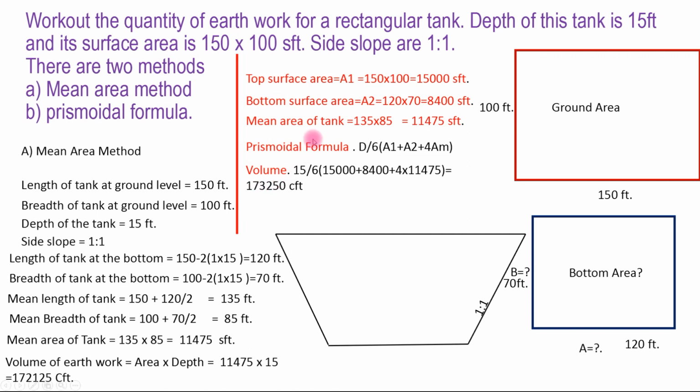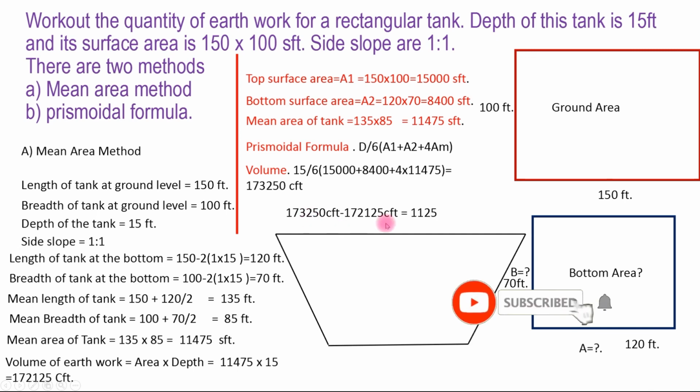Here is the prism model method, and here is the mean area method. What is the difference between these quantities? We write here the difference: the prism model value is greater than the mean area method.